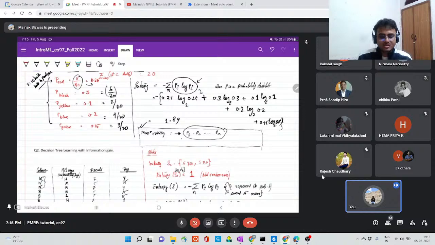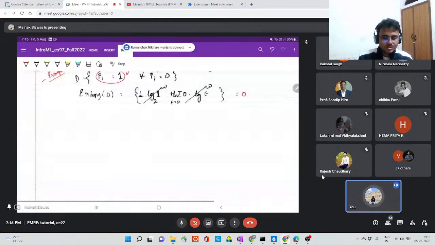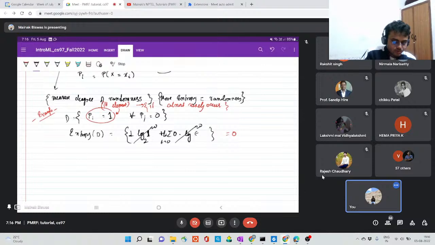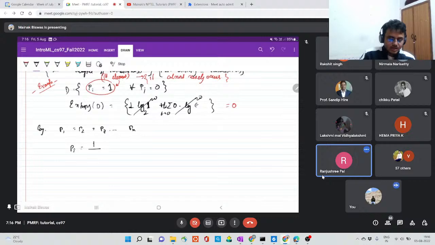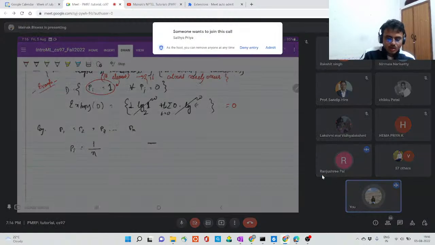So there are n realizations of a random variable. What will happen if they are all equal? For example, P1 equal to P2 equal to P3 dot dot dot Pn. What is the value of each Pi? Anyone? 1 by n, sir. Yeah, that's correct. Because we sum over all i equal to 1 to n, and that's equal to 1. Since they're all equal, np is equal to 1, so Pi is equal to 1 over n.